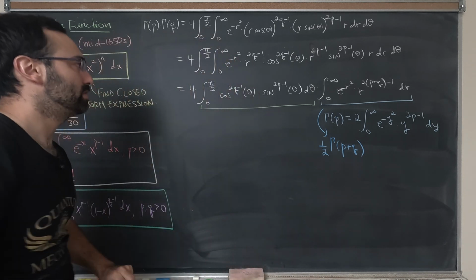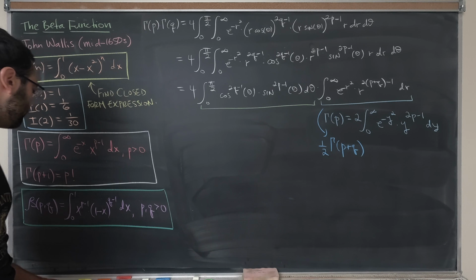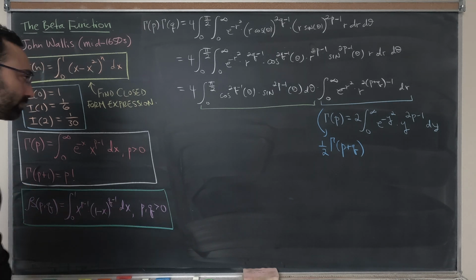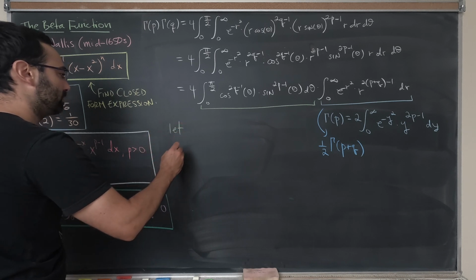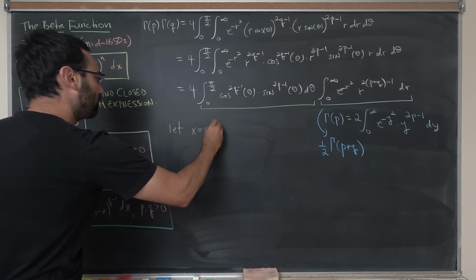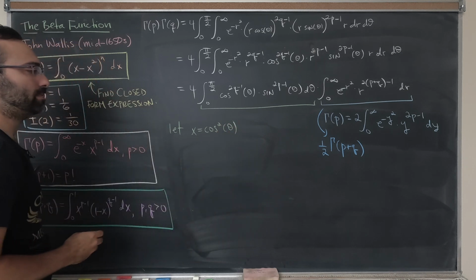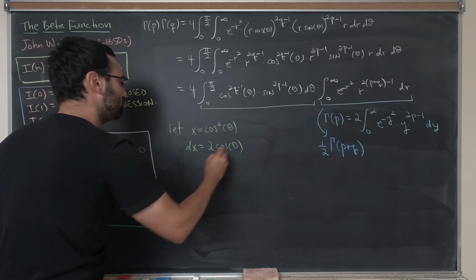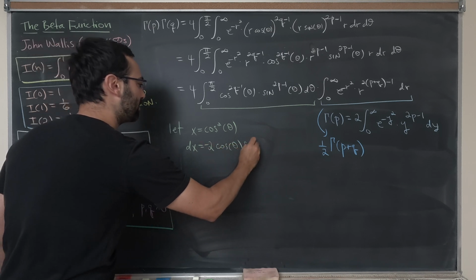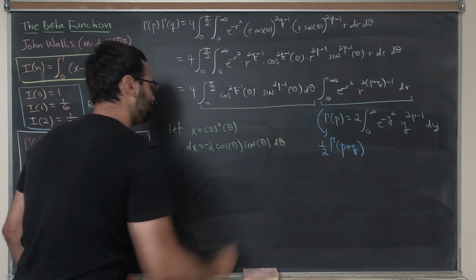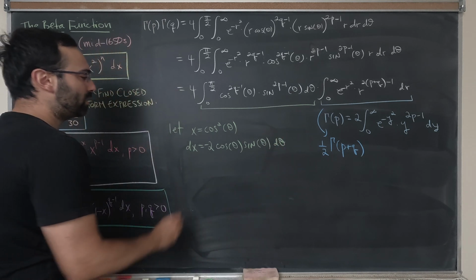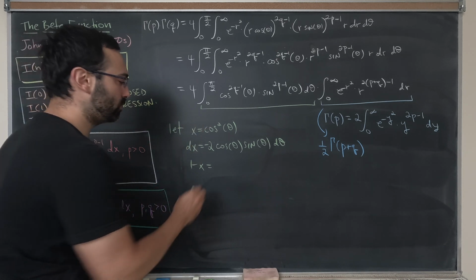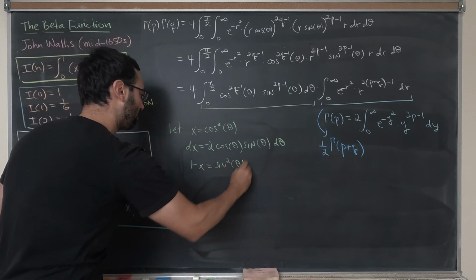How about this integral over here? We're going to use this beta function here. And what we're going to do is let x equal cos squared of theta, but that means dx is 2 cos theta times negative sine theta, d theta. And what that also means is 1 minus x is nothing more than, well, 1 minus cos squared of theta, which is sine squared of theta.